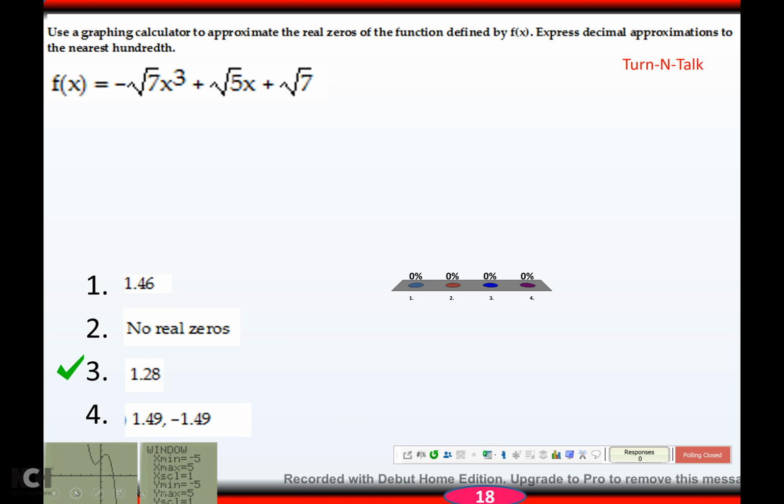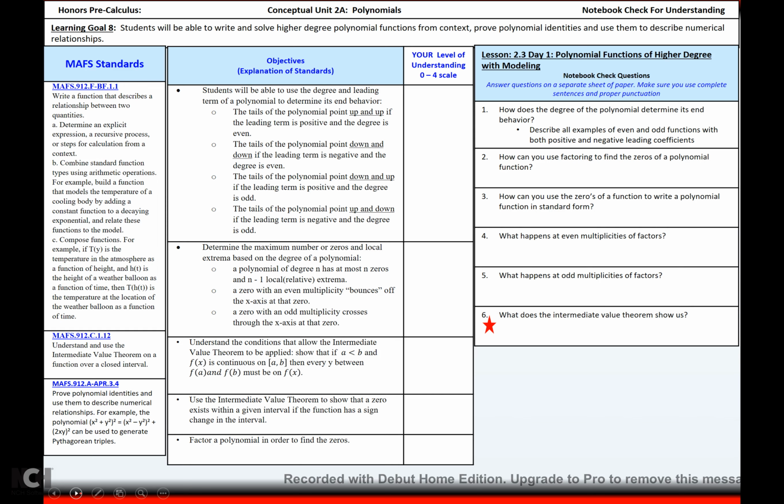And if I do the graph, I use this window. There's only one x-intercept. If I calculate it, I got 1.28. Okay, so what does the intermediate value theorem show us?